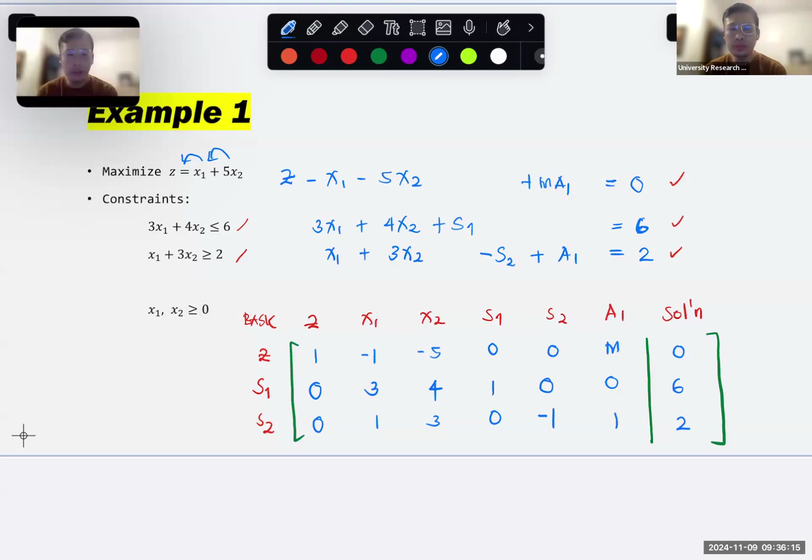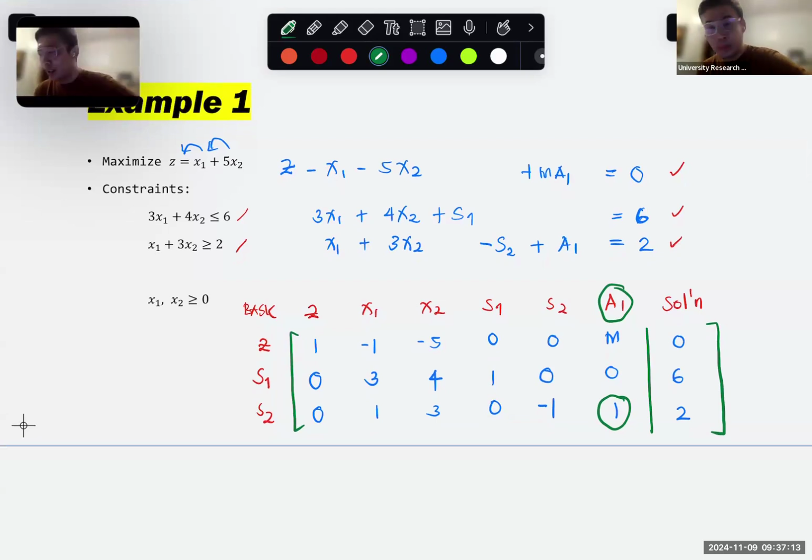So for the Big M method, our next step is to eliminate all the M's. We eliminate all the M's under the artificial variable column. It just so happened that we only have one artificial variable, which is A1. So what we should do is eliminate M and make it 0. To remove it, we usually refer to the row whose element is equal to 1. There is always a 1 in the artificial column. So in this case, this is it. This would be our pivot element.